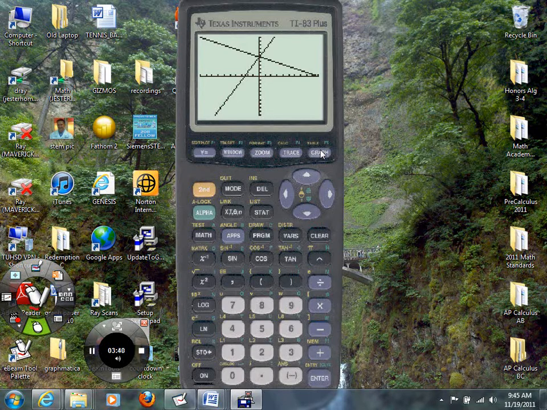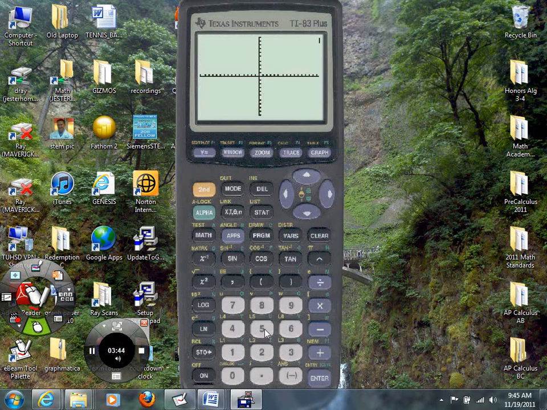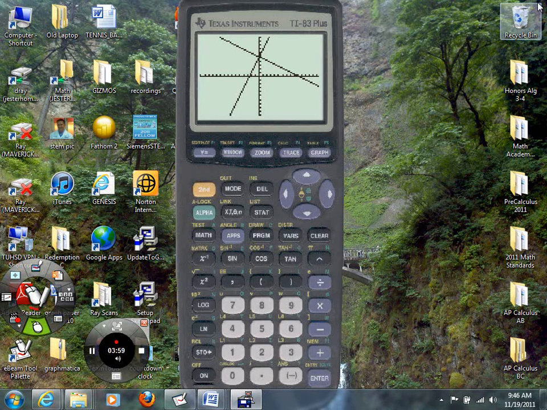They don't look super perpendicular, and I think it's probably because of the window. Let me see if I can change the window and make it look a little better. Now that looks a little bit better. If I look at the angle there, that'd be a 90-degree angle. Okay? So, back to our examples.